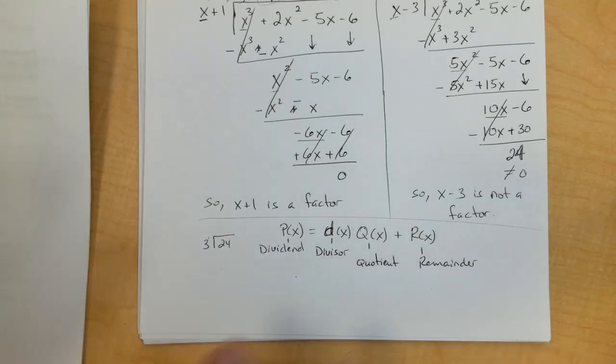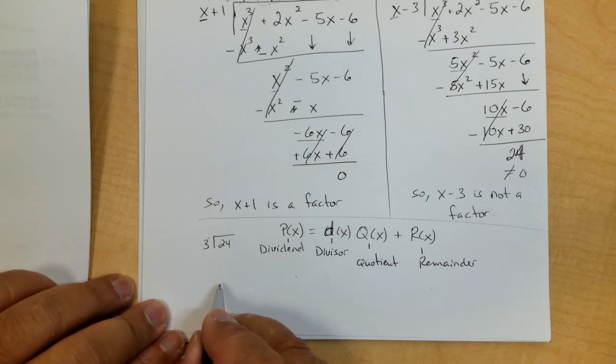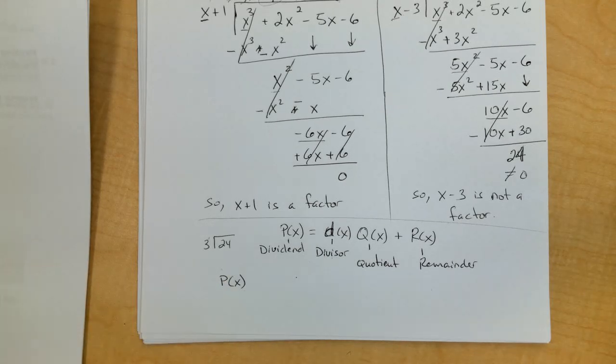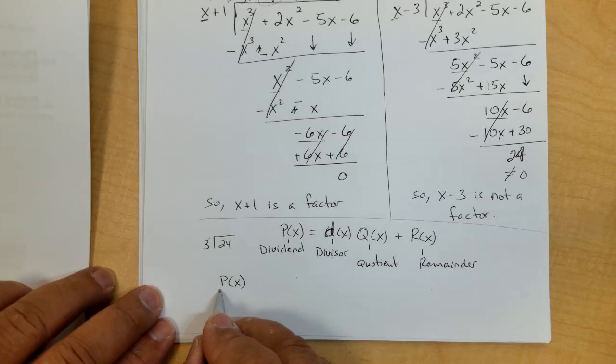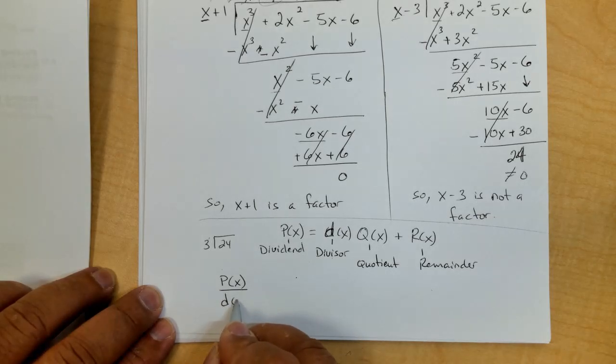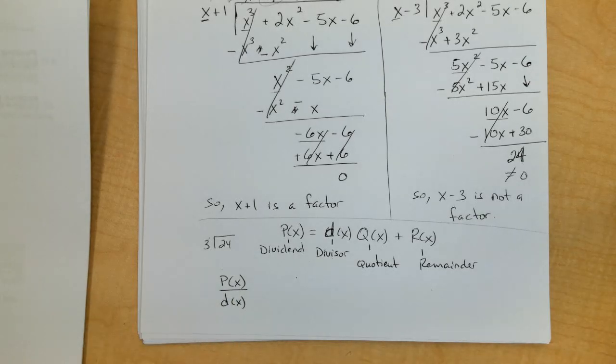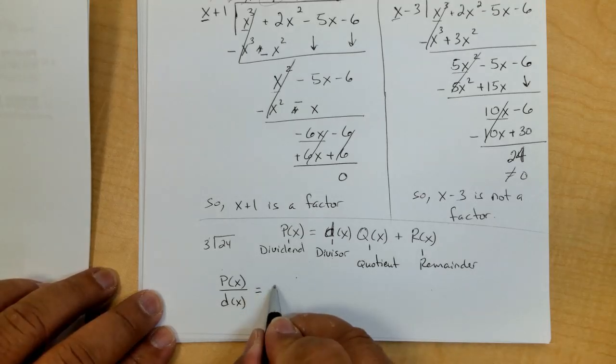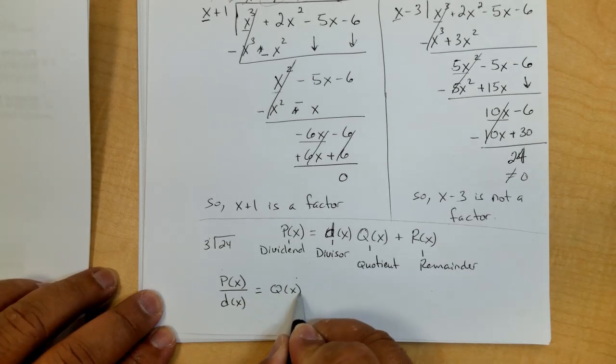Now, where does all this stuff fit what we just did? P is our big equation. It's divided by a divisor. And that's going to equal some quotient.